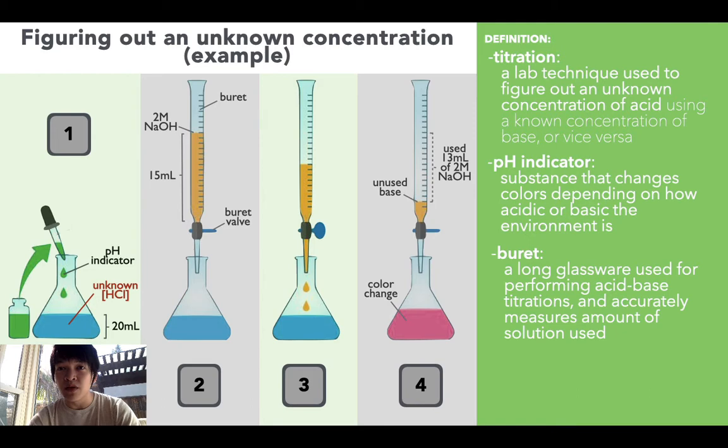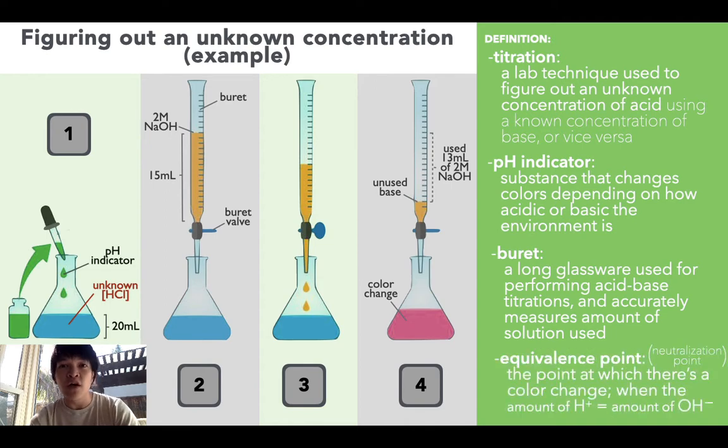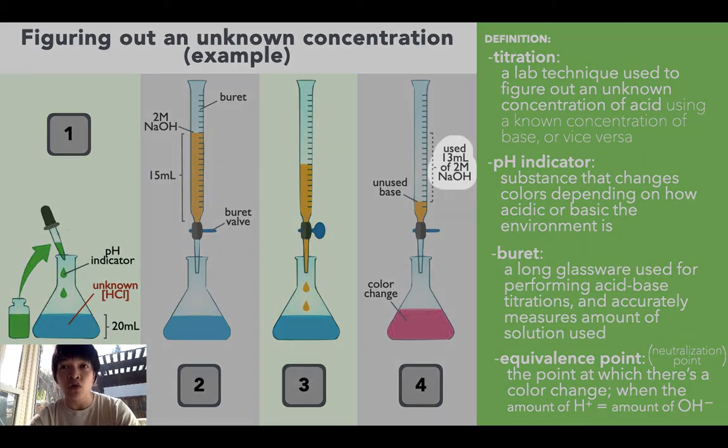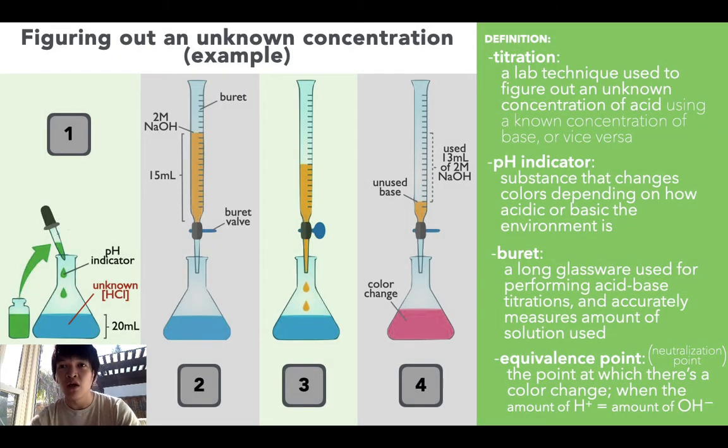Now we're at the last step. The exact moment there's a color change, we have to immediately stop adding base. The point at which there's a color change is known as the equivalence point, or a neutralization point. At this exact moment, if done correctly, the concentration of the hydrogen ions is equal to the concentration of the hydroxide ions in the flask. I want you to notice that there's only 13 milliliters of the base that was used in this titration of the 20 milliliters of the acid.